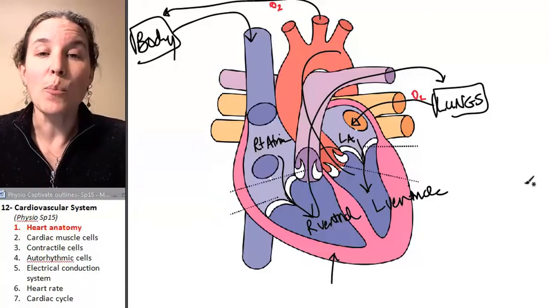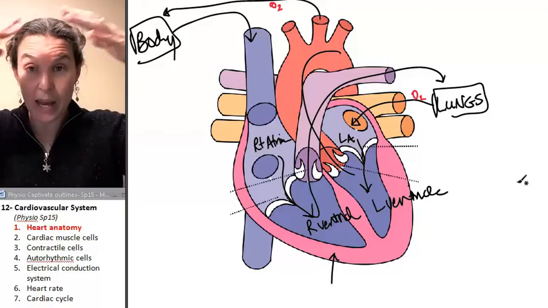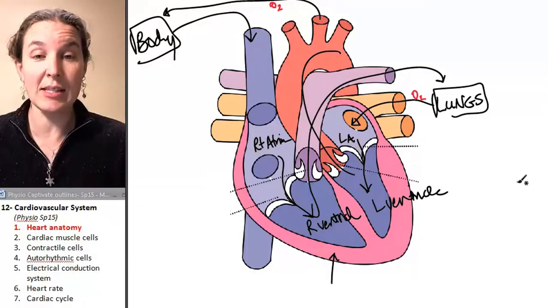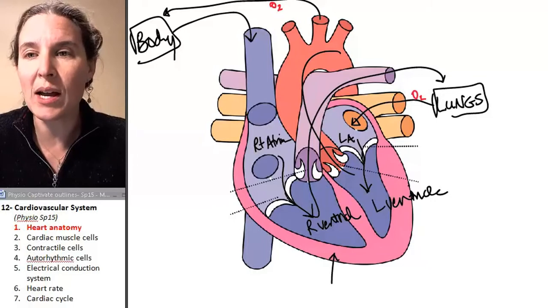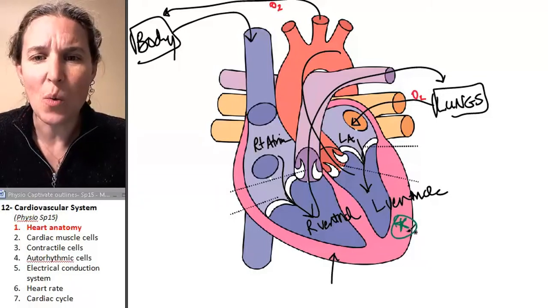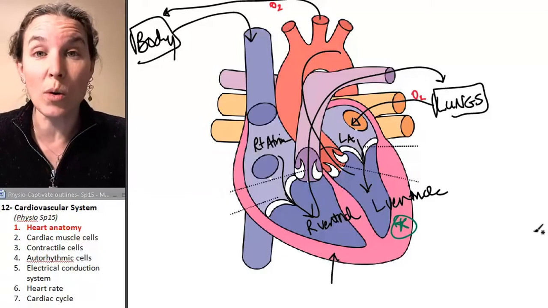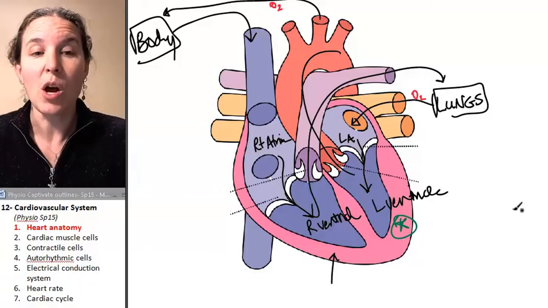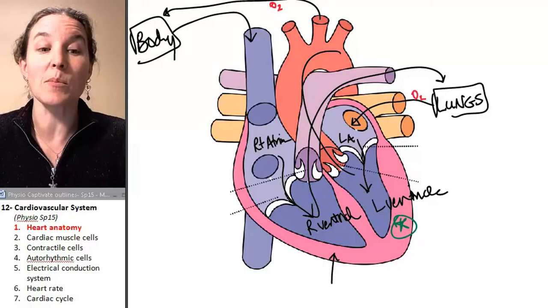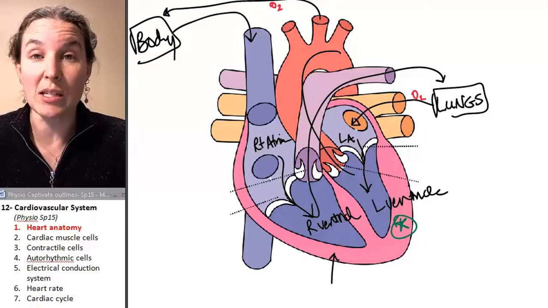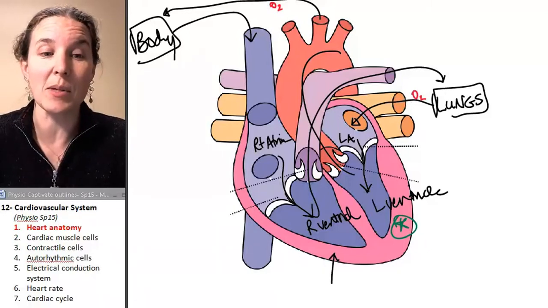But before we go into any kind of bigger stuff, I want to talk about what's going on with the tissue that makes up the myocardium. What's the story with cardiac muscle tissue? We actually have a couple kinds of cells and some unique characteristics that we need to be aware of when looking at cardiac muscle cells.